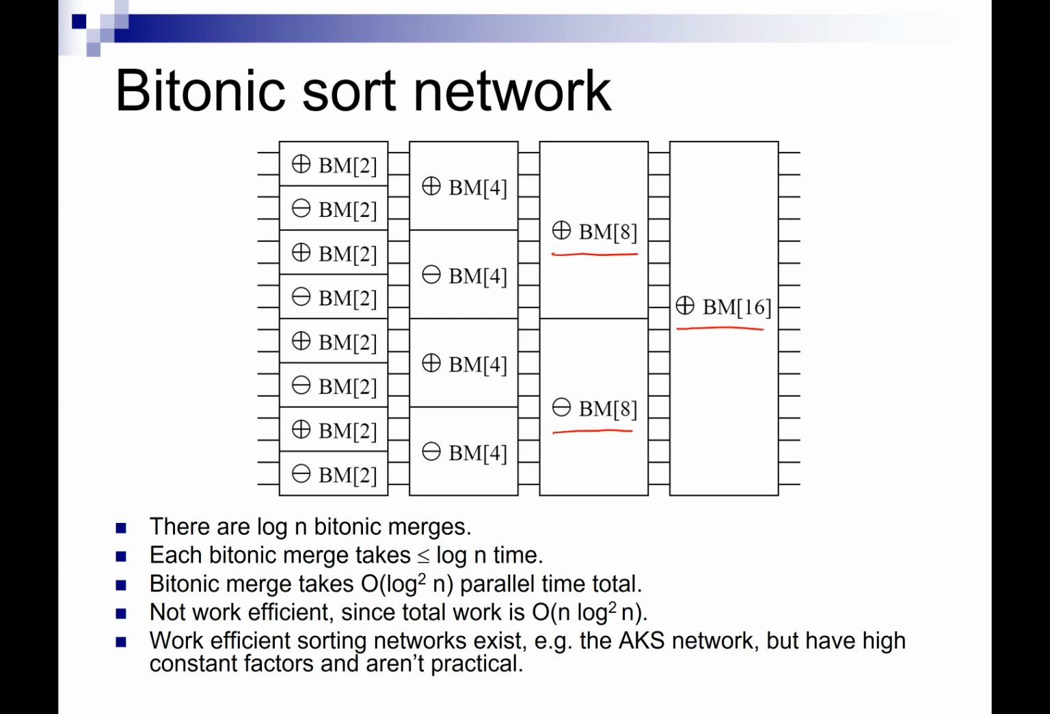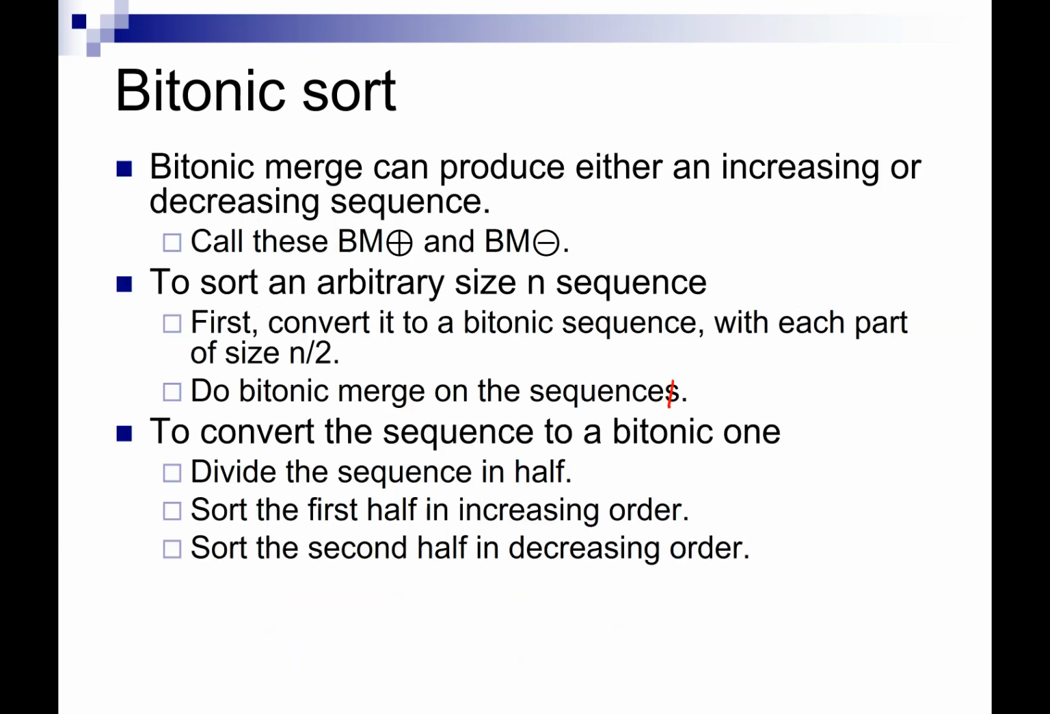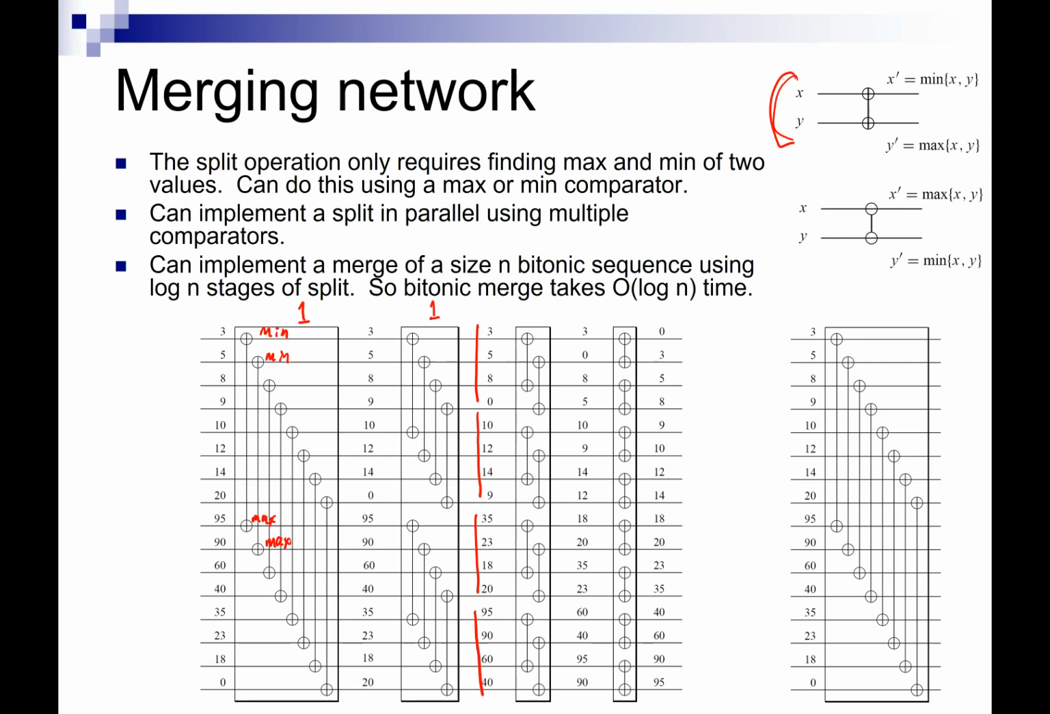The final thing I want to mention is that this is not a work efficient algorithm, because to do this, you need n processors, and so the total work you're doing is n times log squared n. Whereas for sequential sort, you can do this in n log n time. These things that we built are called sorting networks. They're built out of these little mini networks, which either sort into increasing order or decreasing order, and you string a bunch of these together into a network and use this to sort.